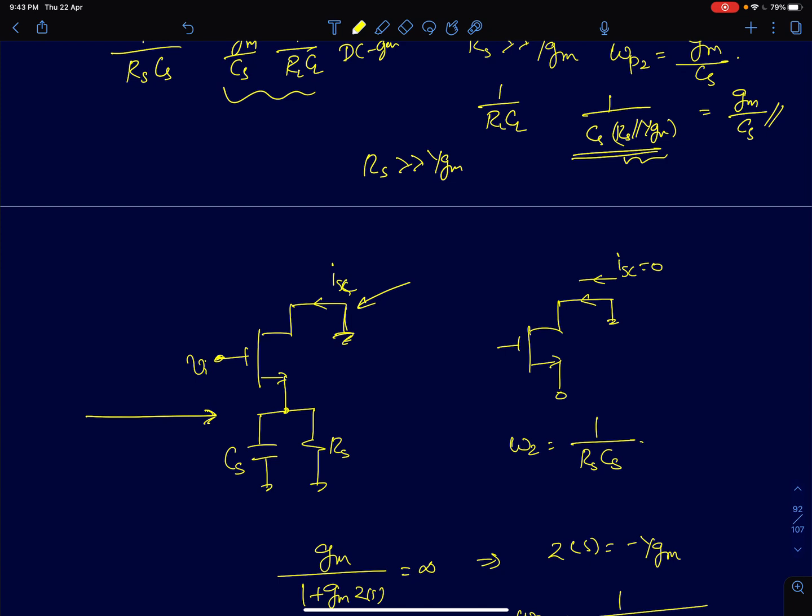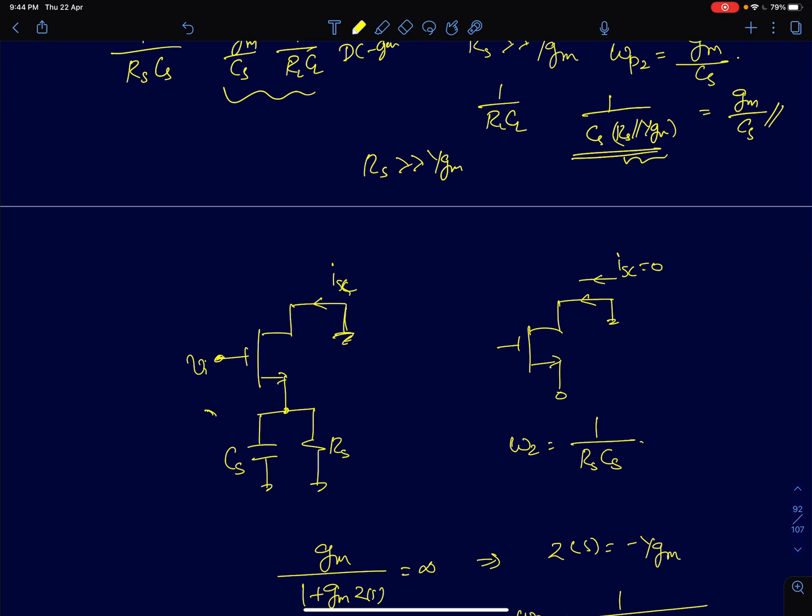Now to find the short circuit transconductance, we have one capacitor here, which means at max you can have one pole and one zero. We already discussed that the maximum number of poles and zeros in any system will typically be less than or equal to the number of capacitors. So here at max you can expect one pole and one zero in the circuit.